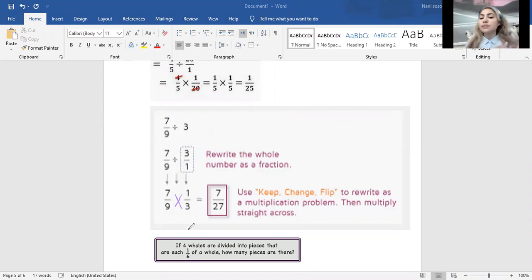Then when I have multiplication, I don't use keep, change, flip. I multiply numerator by numerator, denominator by denominator, which is 7 multiply 1 equals 7, 9 multiply 3 equals 27. So we use keep, change, flip to rewrite as a multiplication problem, then multiply straight across.